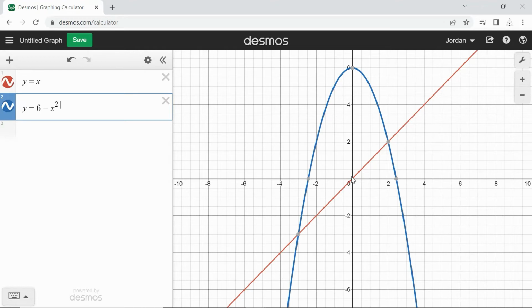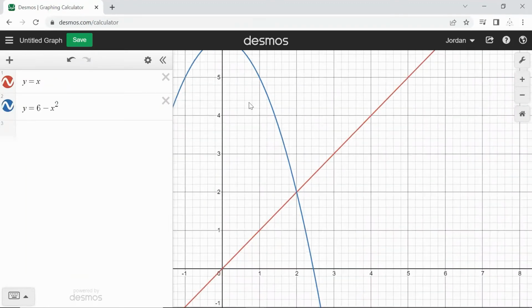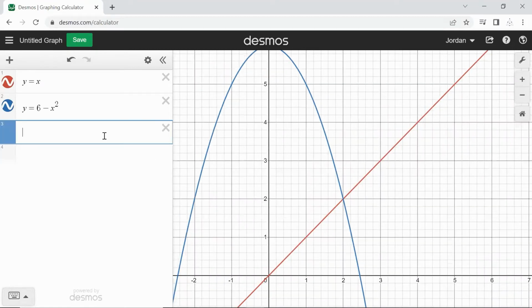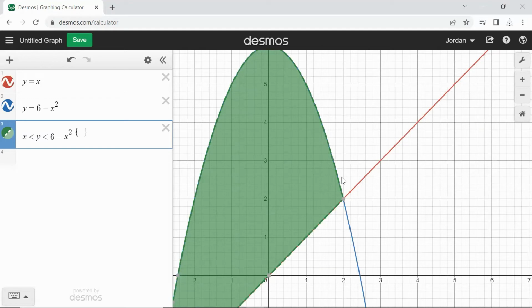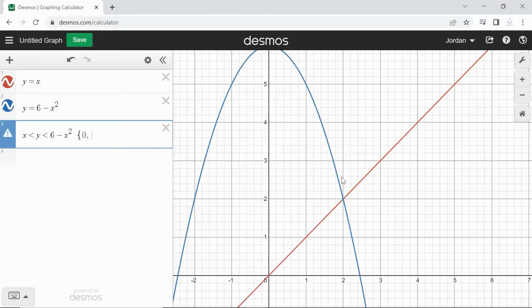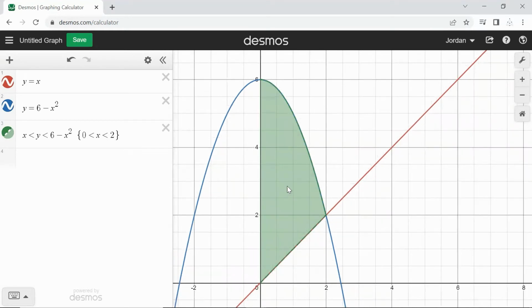Now, between 0 and 2 means x values are between 0 and 2. So we are zooming in on this region here. Let me shade that, noticing that the red is on bottom and the blue curve is on top. That's really all I need to figure out. So we take x less than y less than 6 minus x squared, and that is from 0 to 2. So we're trying to find this shaded area. Obviously, in this shaded area, the blue curve is on top. That's the 6 minus x squared. The red curve, y equals x, is on bottom.